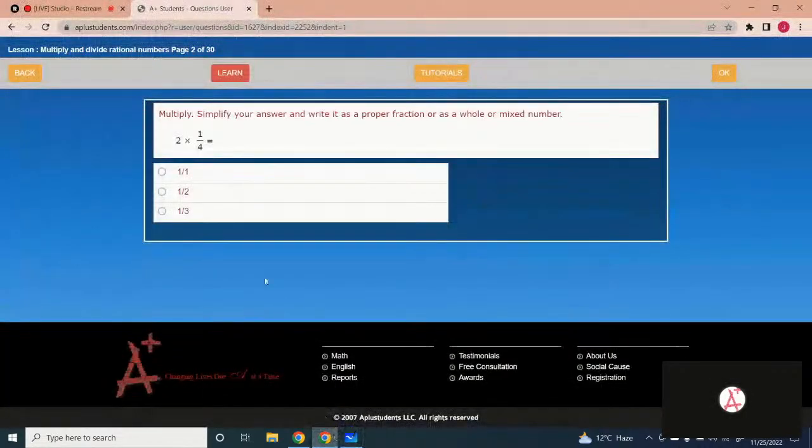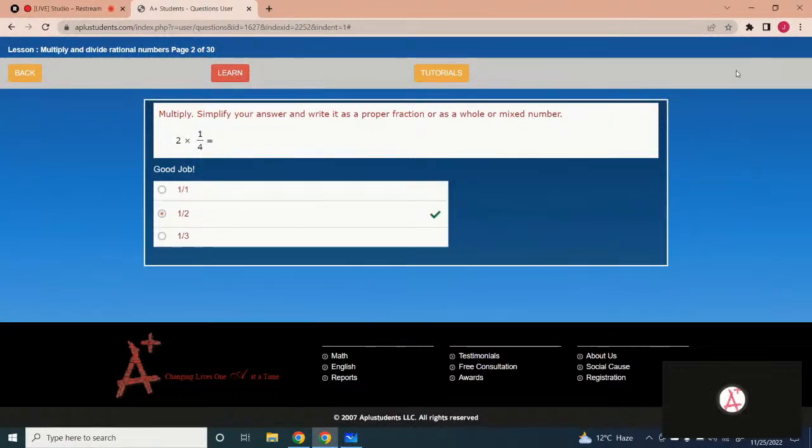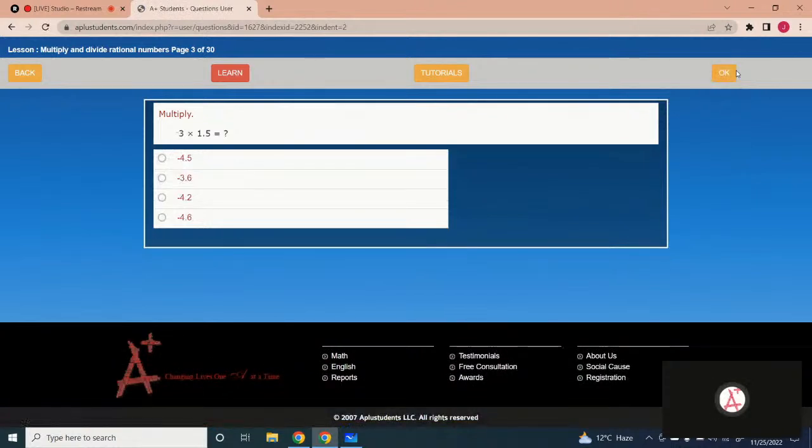So multiplying rational numbers is exactly the same like we multiply fractions if they are written in the fractional form. Okay, negative 3 times 1.5 is negative 4.5.